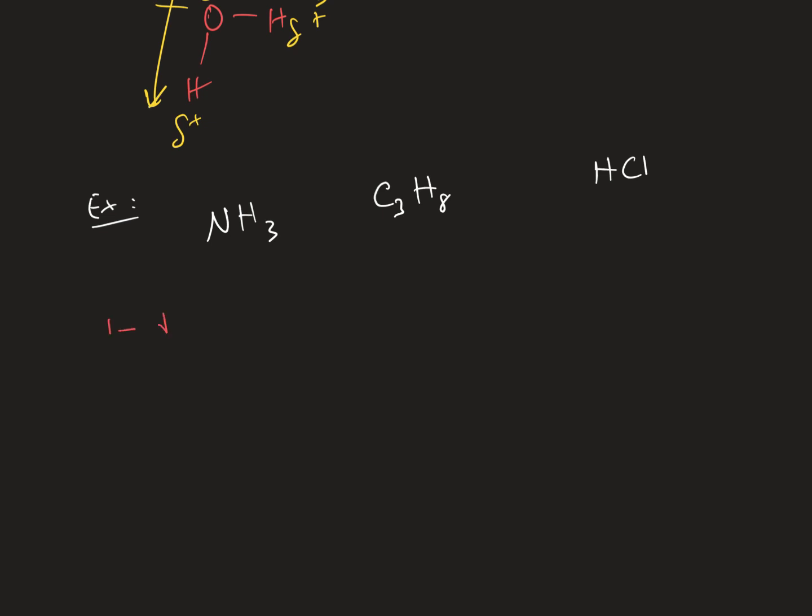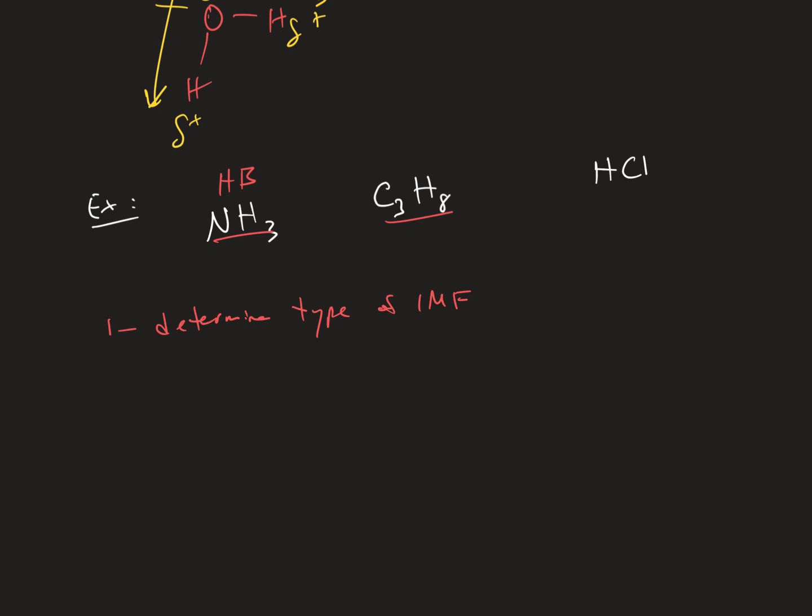First thing we do is determine the type of intermolecular force, IMF. We good? So let's determine that first. Don't worry about mass yet. Let's just determine this. What's the intermolecular force for NH3? Hydrogen bonding, because hydrogen is directly bonded to nitrogen. It is a polar molecule.